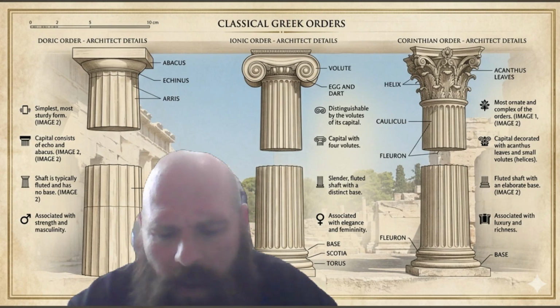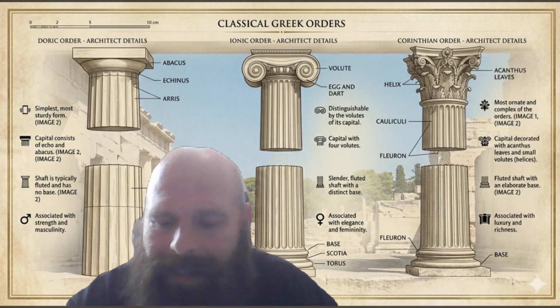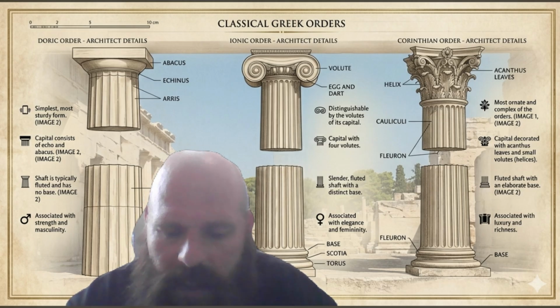The story goes that once a little girl died in Corinth, and her foster mother, who loved her very much, collected all her toys and favorite items and put them in a basket.